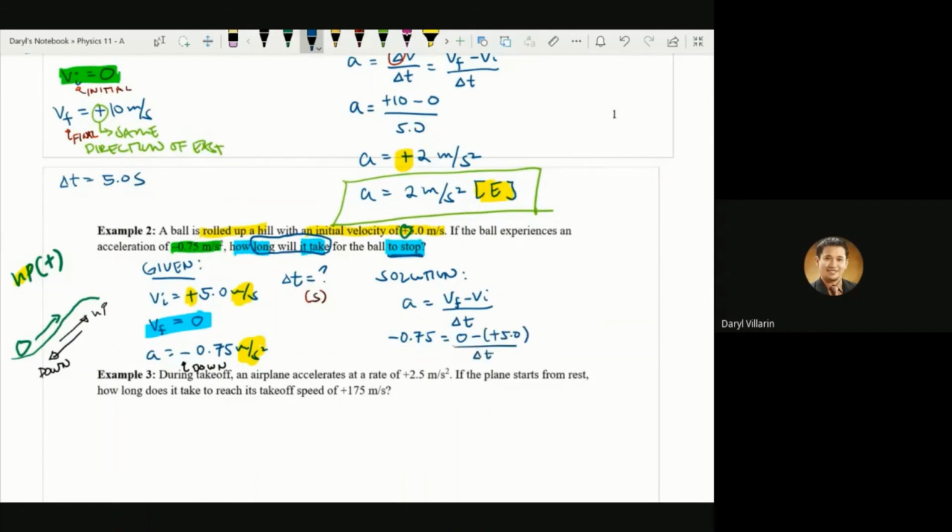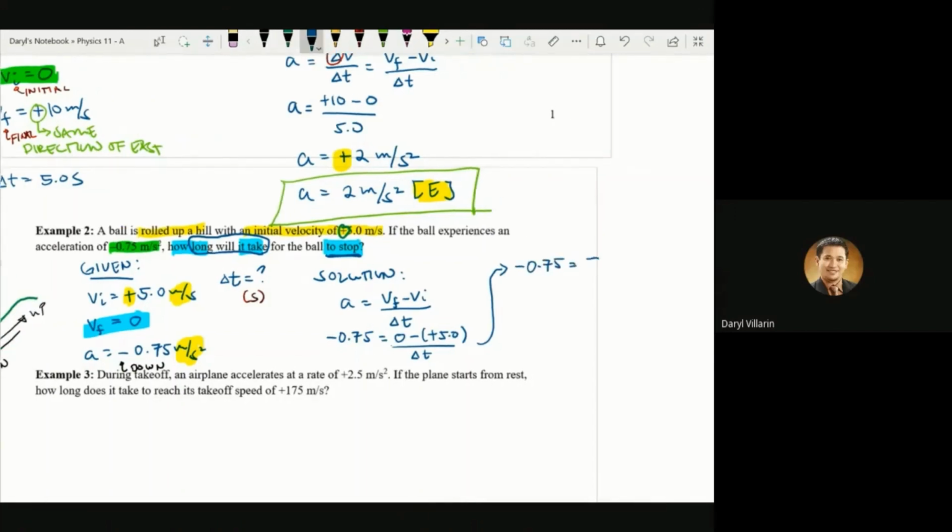Okay, so if you can see here, I only expect that I have one variable in my equation. Otherwise, I cannot solve the equation, right? So I'm going to solve for delta t, but sometimes it's much easier to solve if you see the numbers. So you have here negative 5.0 all over delta t. So I need to solve for delta t. How would I solve for delta t? Well, I need to separate this one.